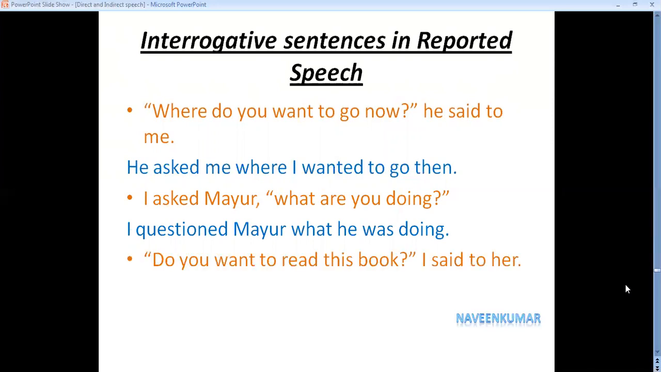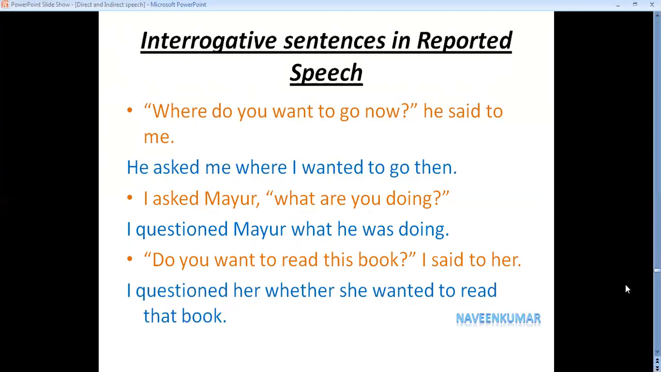Do you want to read this book? I said to her. So what is the tense of the direct speech? Simple present. So simple present becomes simple past. I questioned her whether she wanted to read that book. So remember, when you are changing interrogative sentences into indirect speech, always remember that the second rule comes into play.